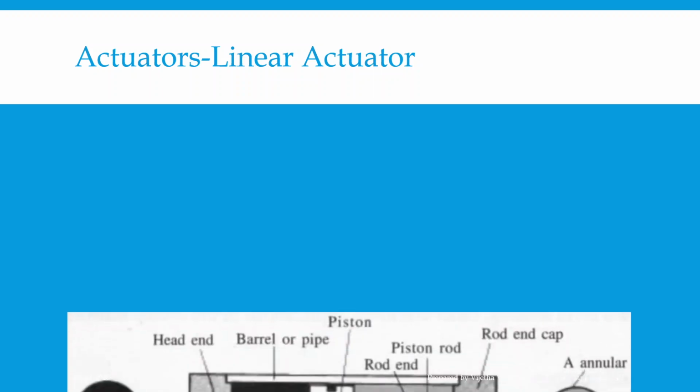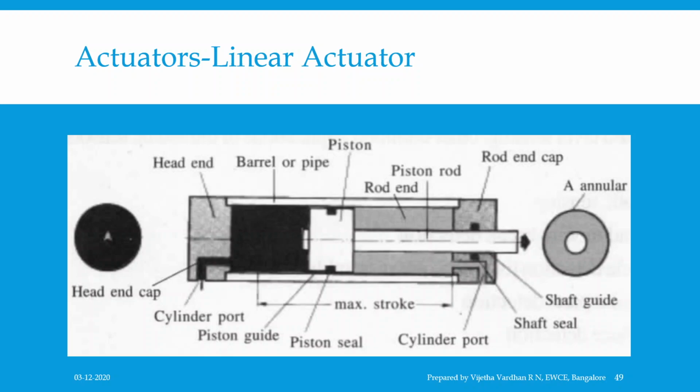Now let us discuss linear actuators. Linear actuators are those which have linear motion, and hydraulic linear actuators are also called hydraulic cylinders. Let us understand the construction. Basically, a cylinder consists of a pipe, piston, end covers, and ports or openings on the end covers for the inlet and outlet of the oil. The figure shows the basic parts of the cylinder.